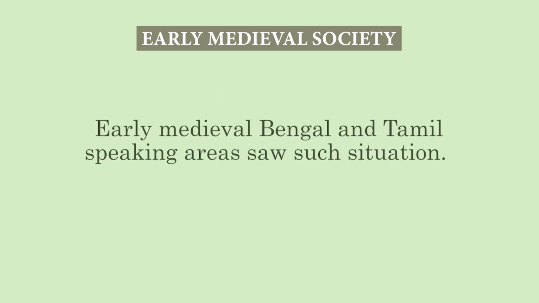Early medieval Bengal and the Tamil-speaking areas saw such a situation. So this binary demarcation, that is the division of the social order only between the Dvijas and the Advijas, cannot really give a complete picture of early medieval Indian society.